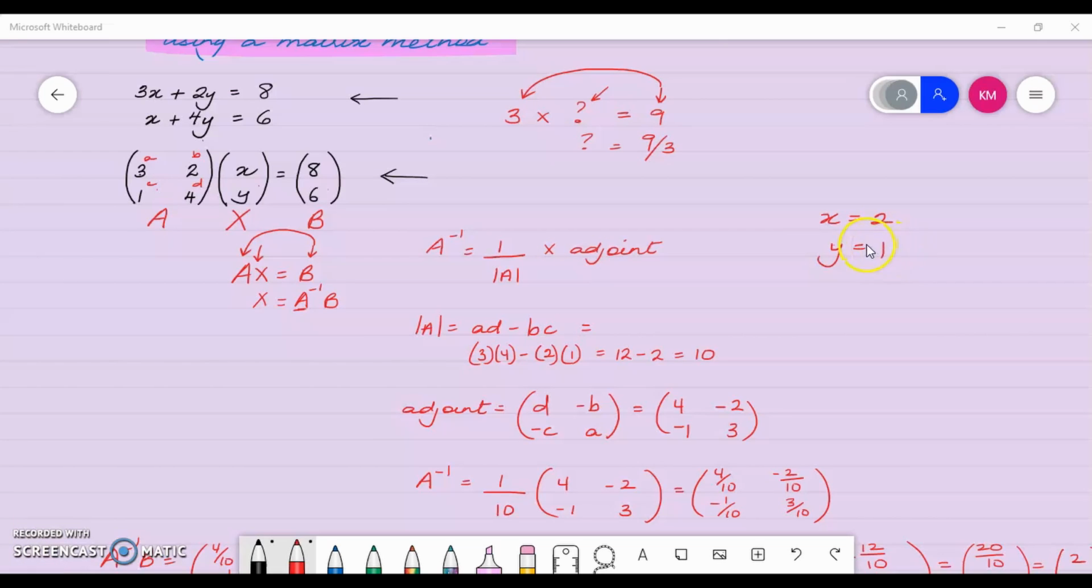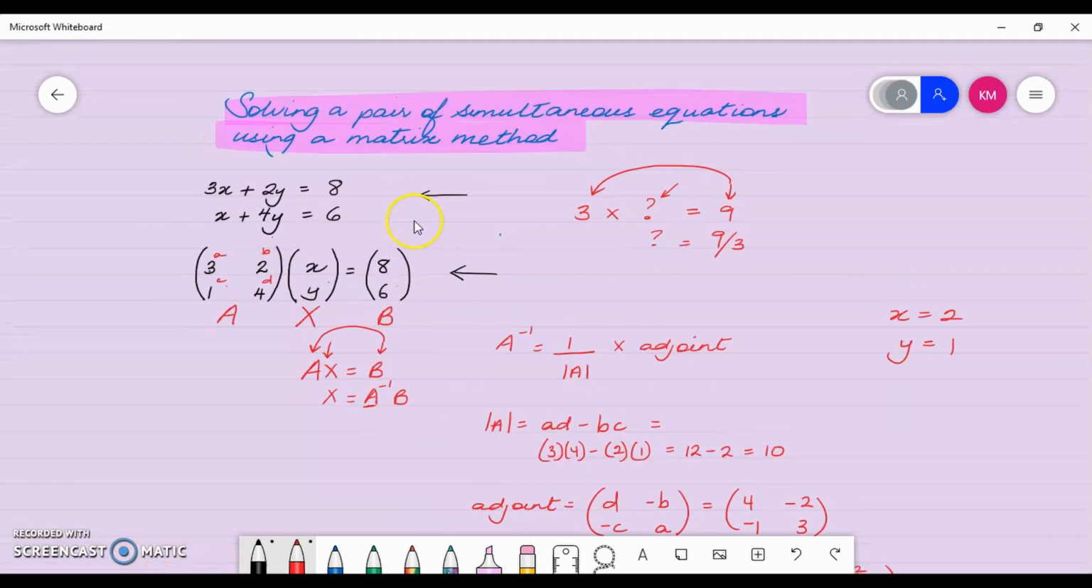So what we can do is just double check to make sure that those values actually work out. So let's see. We are going to substitute x as 2 and y as 1. So we're going to get 3 multiplied by 2, that's 6. And 2 by 1 is 2. So 6 plus 2 is 8. So yes, that first one there, it works out for that. And let's make sure it holds true for our second equation. x is 2, so that's 2 plus 4 by 1, that's 4. 4 plus 2 is 6. So yes, x is 2 and y is 1.